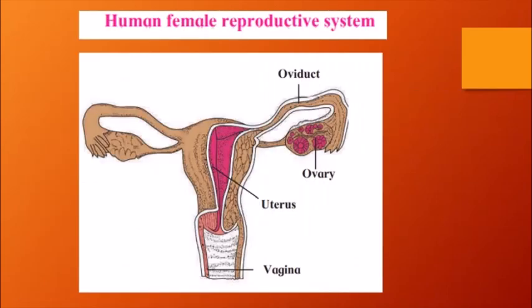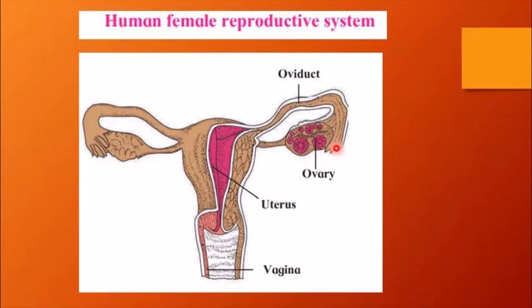Next is the female reproductive system. Now the female reproductive system in humans consists of ovary, oviduct, uterus and vagina. If you see, there are two ovaries and two oviducts here. So we have a pair of ovaries and a pair of oviducts. We have a uterus and we have a vagina.